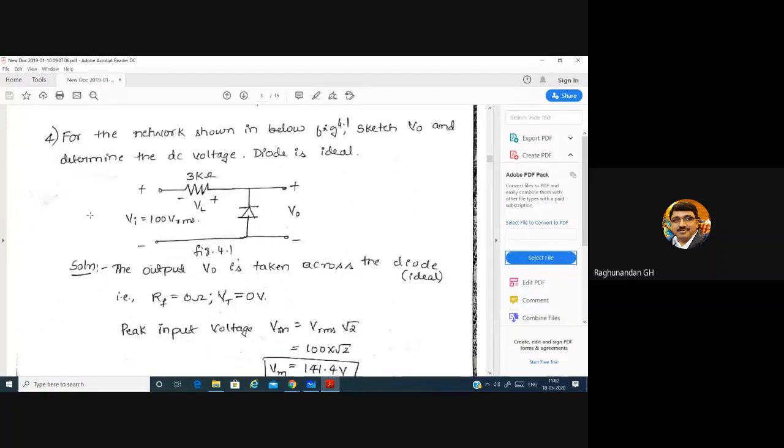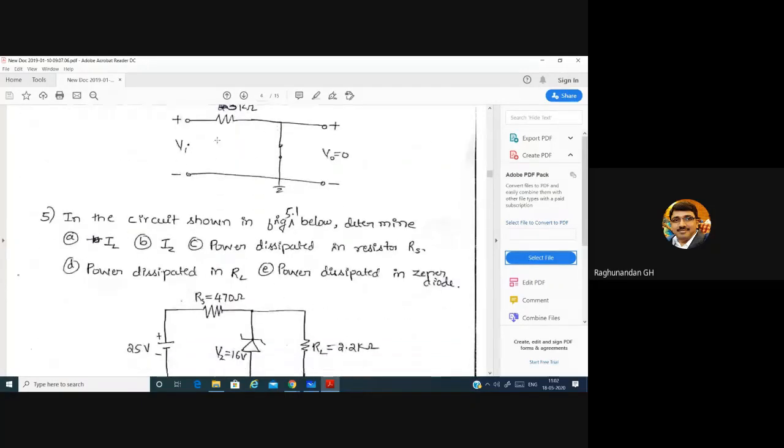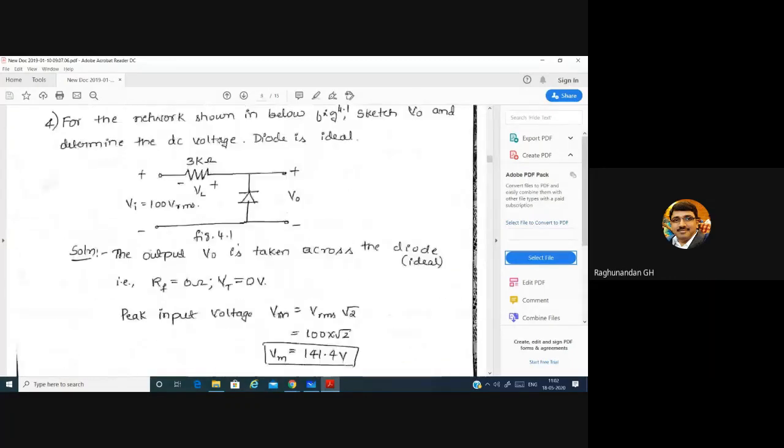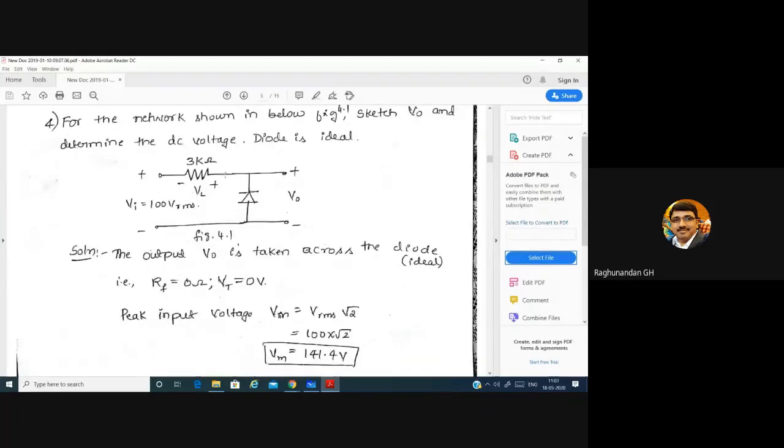Coming to the next problem, for the network shown below, sketch V0 and determine the DC voltage. So they are asking to sketch out the network and determine the DC voltage. The circuit has been given, and here the forward resistance is not given, and VT is also not given. That means the forward voltage is also not given. Then we'll consider this as an ideal diode.